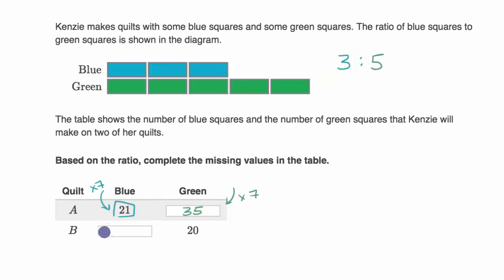Now we have a situation in quilt B. They've given us the number of green squares, so that's 20. Well, how do we get 20 from 5? We would multiply by 4. So if you multiply the number of green squares by 4, then you would do the same thing for the number of blue squares. 3 times 4 is going to be equal to 12. 12 blue squares for every 20 green squares is the same ratio as 3 blue squares for every 5 green squares. Let's do another example.